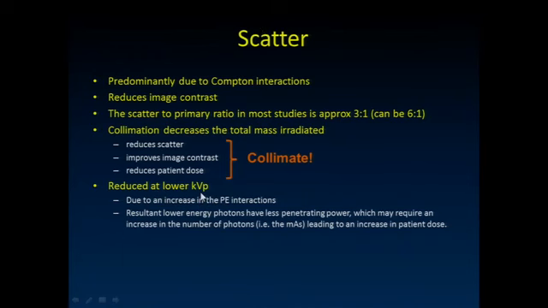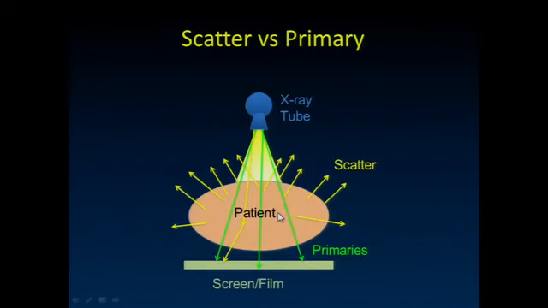Scatter is reduced at lower kVp. That's because there's an increase in the photoelectric interactions the lower the kVp is. But that's not always practical, right? When we're doing a lateral pelvis in an adult, it's not practical because we've at least got to get enough X-rays through them to make an image. And so in that case, if you go to a lower kV, the mA that you have to use is so high that the dose can maybe be prohibitive.